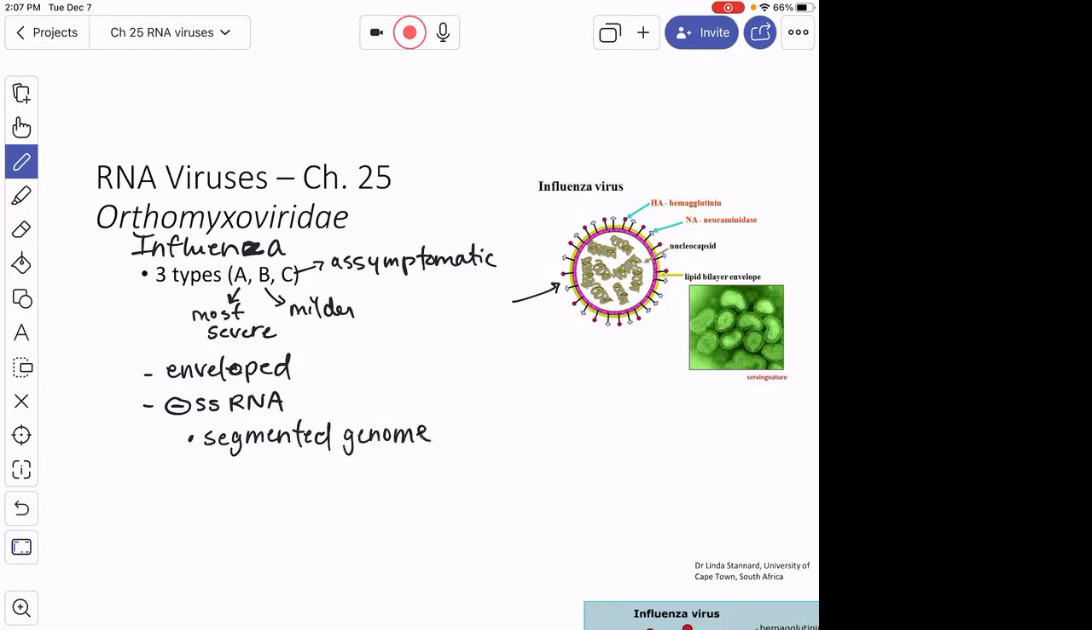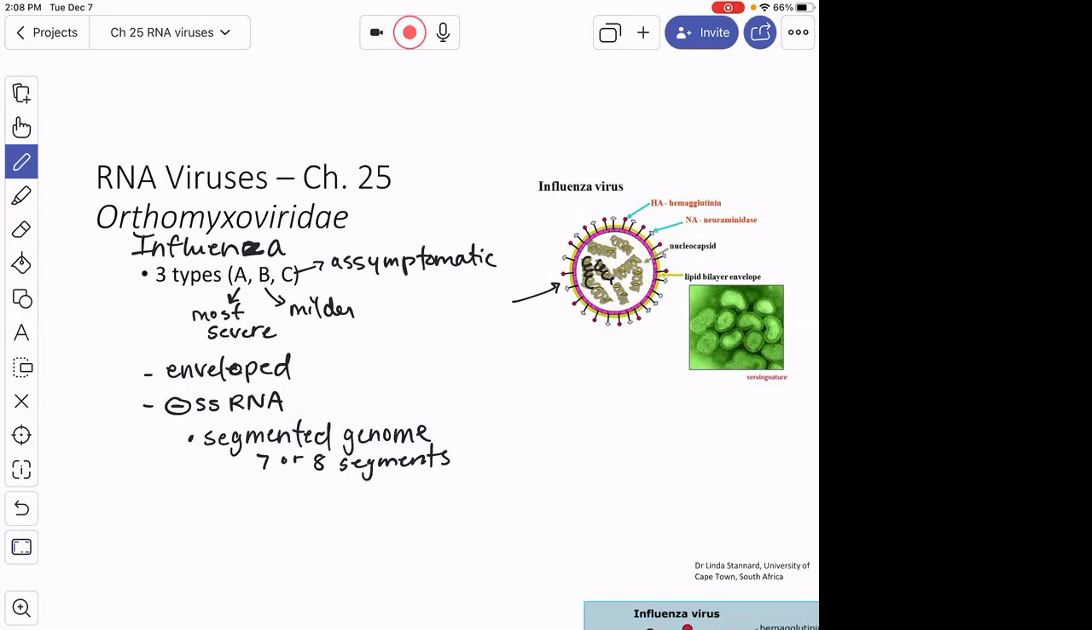Okay, and that genome, it's segmented. So you can see in this picture over here, these little kind of curlicues. Those are the genes. Orthomyxoviridae either has 7 or 8 segments. I think A and B have 8 and C only has 7 for some reason.